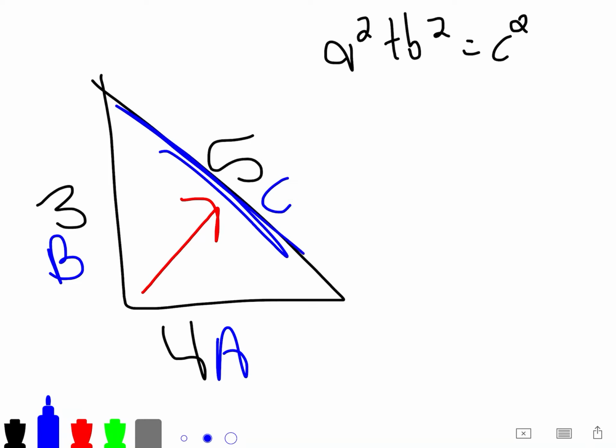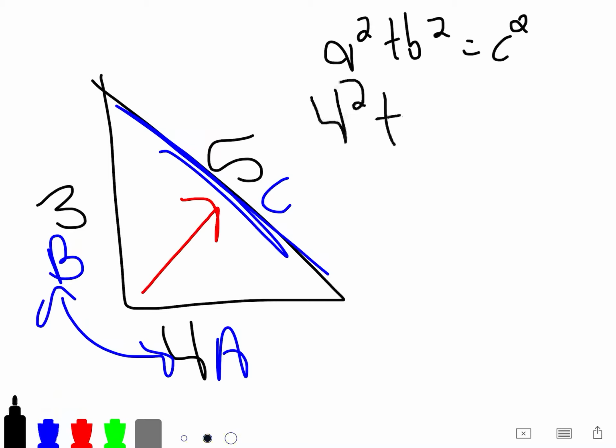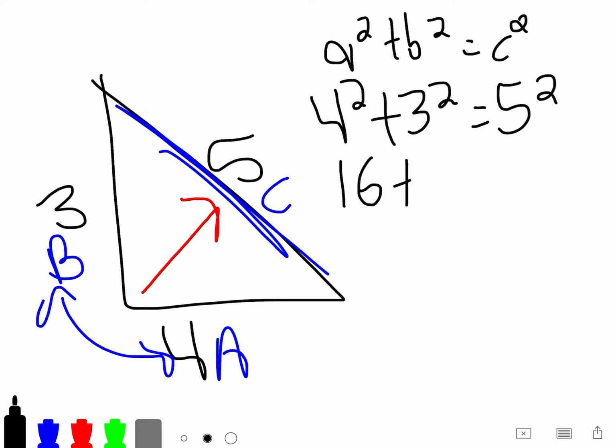Remember, this is c because it is the hypotenuse, it's the longest side, the one farthest away from the potential right angle. If you don't make this c, you can switch a and b, but you cannot switch it with c. So a was 4, b was 3, equals 5 squared. So let's make sure: 4 squared is 4 times 4, which is 16. 3 squared is 3 times 3, which is 9, equals 5 times 5, 25.